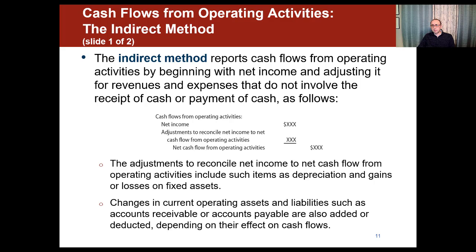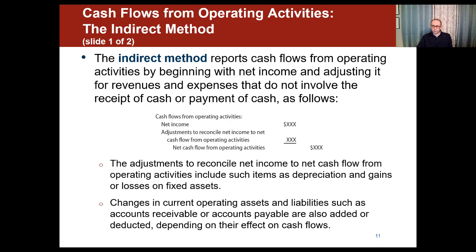So the indirect method reports cash flows from operating activities by beginning with the net income and adjusting it for revenues and expenses that do not involve the receipt or payment of cash. One thing I want to remind you is that the direct and the indirect methods only apply to the first section of the statement of cash flows, which is the operating activities section.